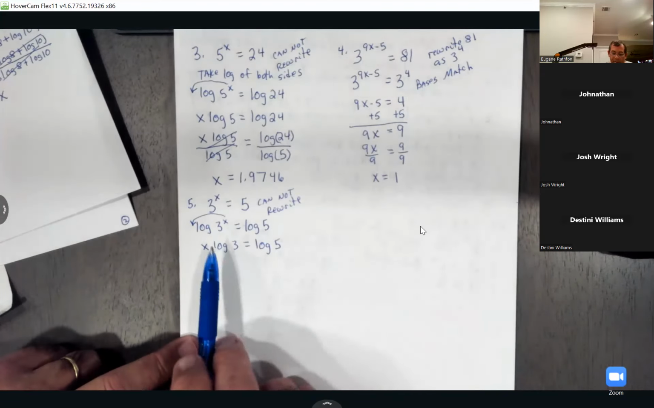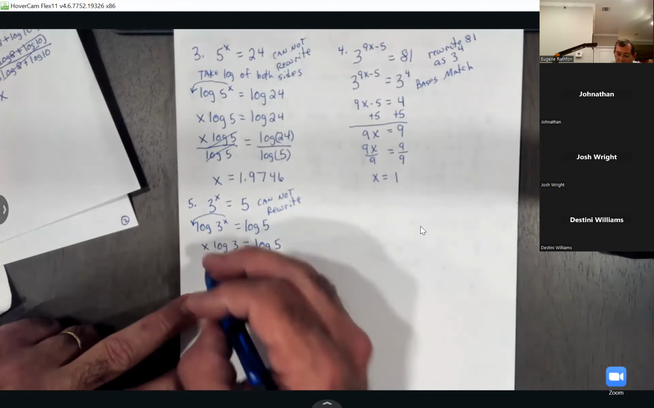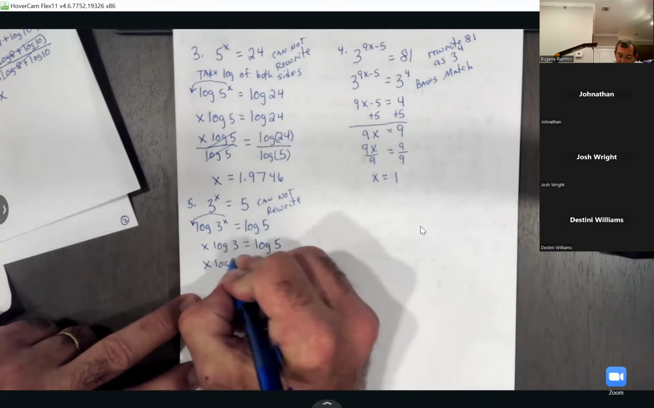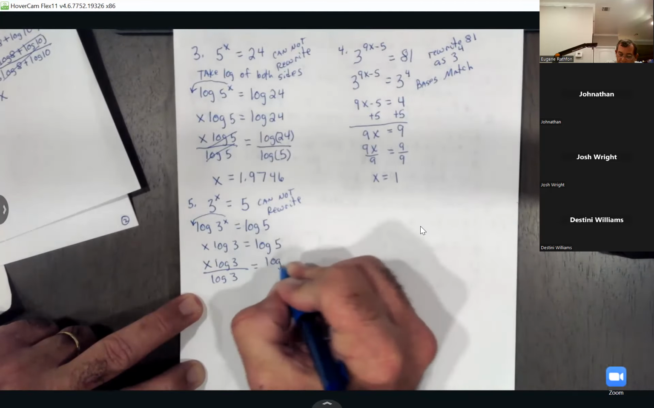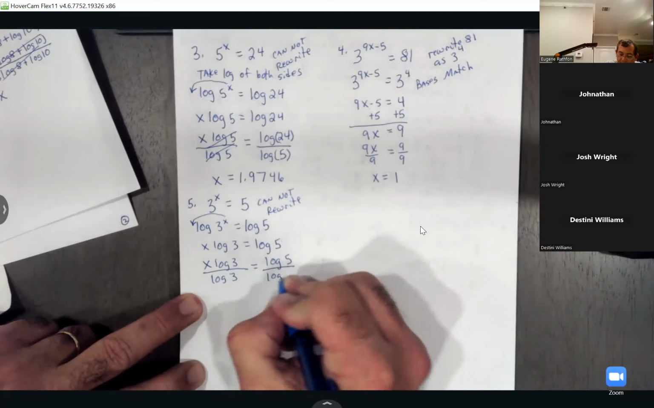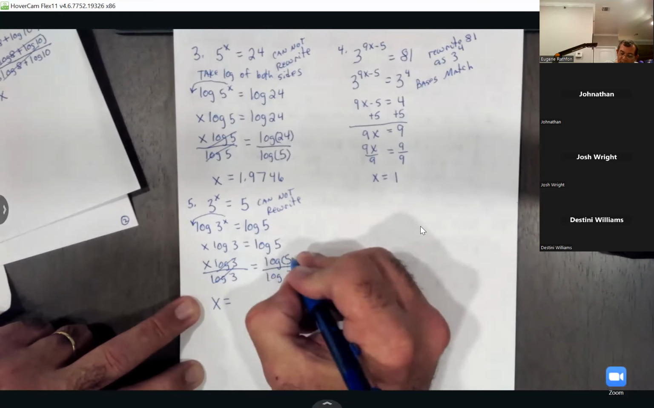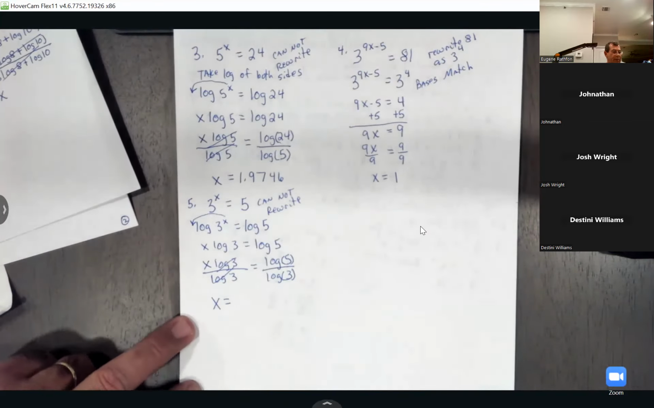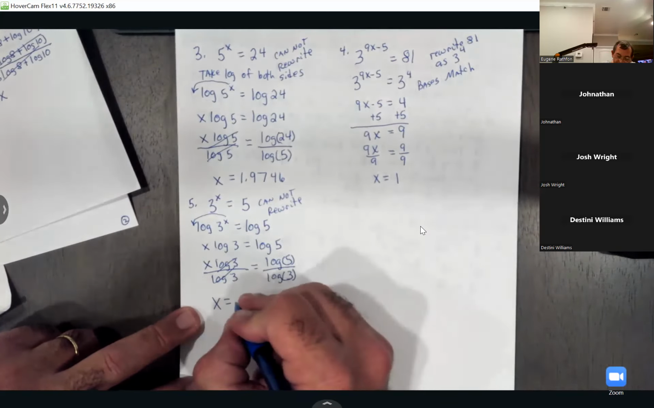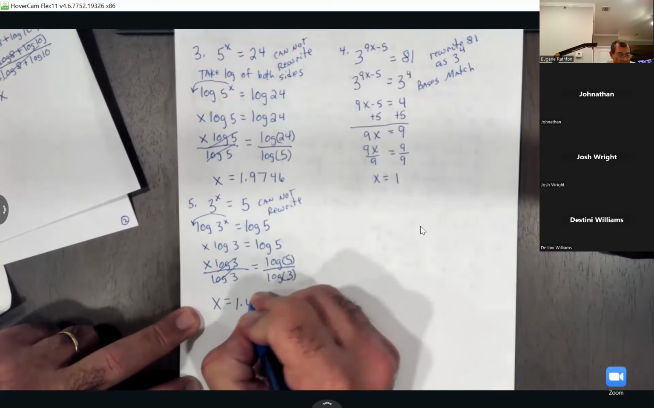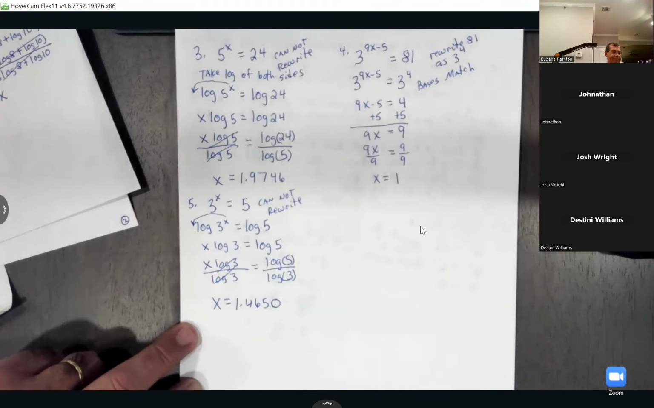And here we go, y'all. Remember, log 3 is a number. So now you're just going to divide both sides by that log 3. All right, so once again, my logs cancel. And just remember, close those parentheses on those numbers. So y'all, let me see. When I did that one, I ended up getting 1.4650 rounded off.